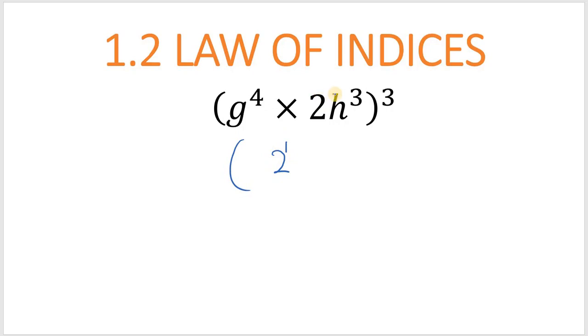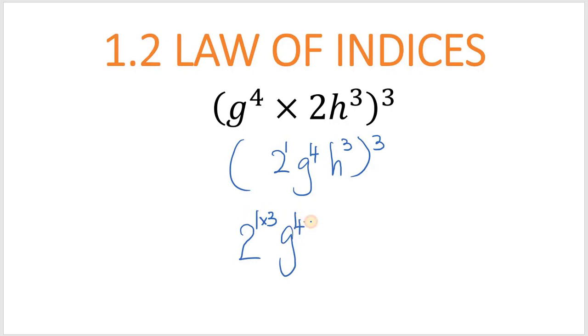Kalau tak ditulis index maksudnya 1. g power of 4, h power of 3 cube. And then close the bracket, power another 3. So that means this one will equal to 2, 1 times 3. Everything inside the bracket must involve with the power of 3.